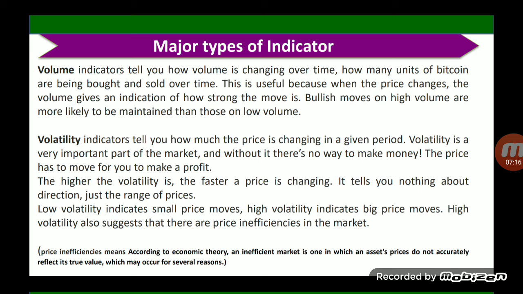The higher the volatility is, the faster the price is changing. It tells you nothing about direction, just the range of prices. So low volatility indicates small price moves, and high volatility indicates big price moves. High volatility also suggests that there are price inefficiencies in the market. So what are price inefficiencies? Price inefficiencies mean the asset's price does not accurately reflect its true value, which may occur for several reasons.